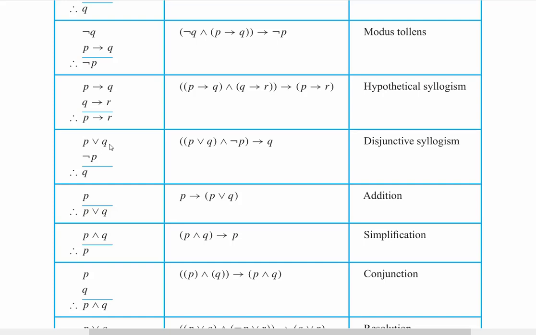So suppose P or Q is true, and not P is true. In other words, P is false. So if you have P or Q and P is false, well, then Q must be true. If P and Q are both false, then that or statement would be false. So if you have P or Q and you know that one of them is false, then the other one has to be true.